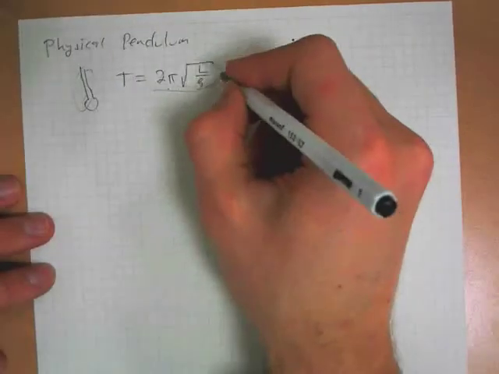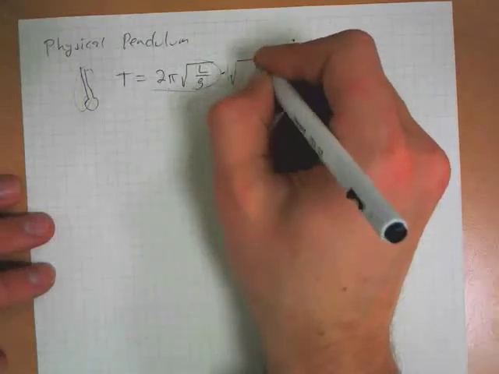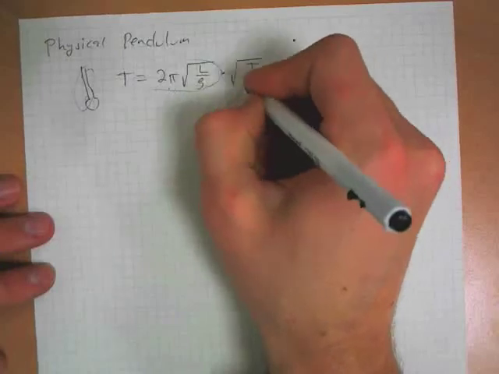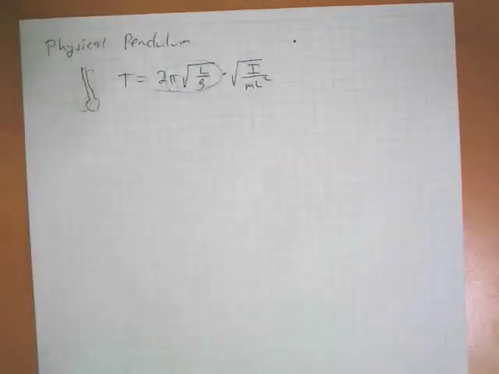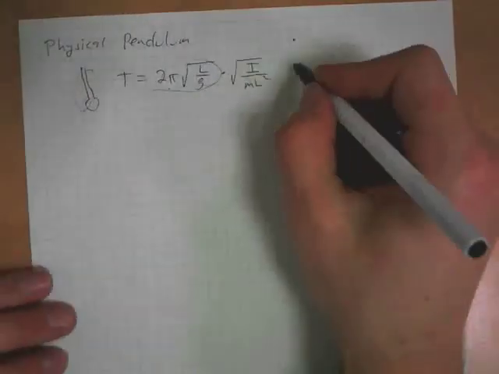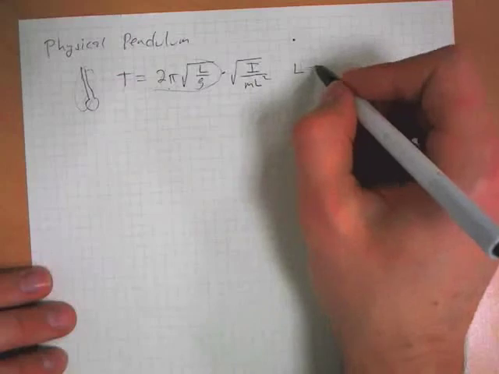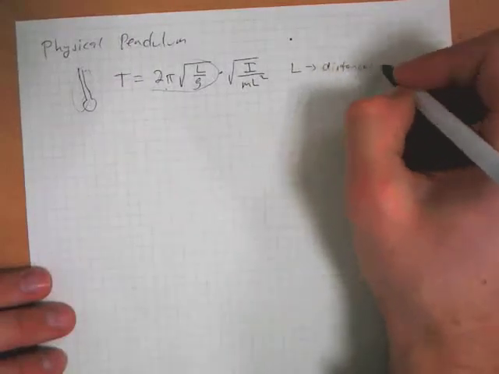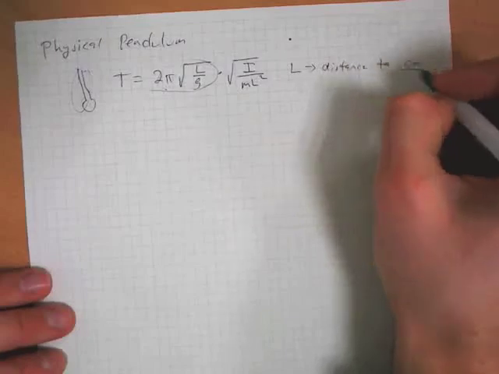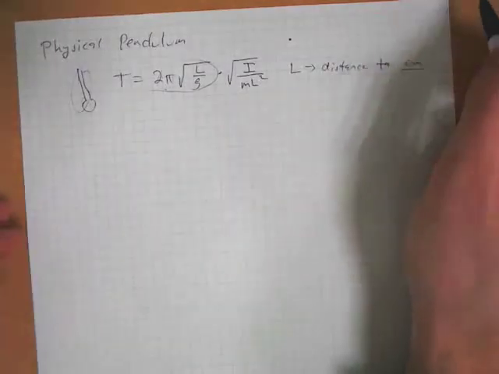But then we also have to multiply by the square root of the moment of inertia over m L squared. And this L now is no longer the length of the pendulum, it is the distance from the pivot to the center of mass. Because the center of mass, we treat the force of gravity as though it's acting on the center of mass.